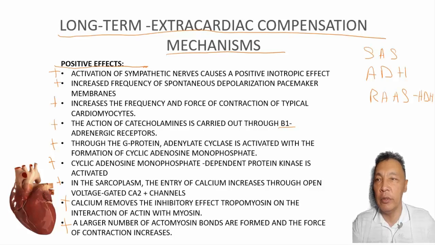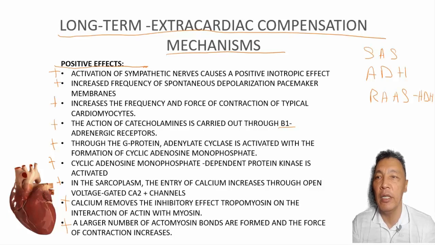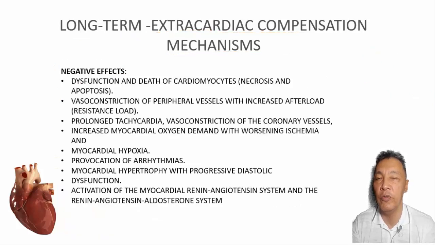A large number of actomyosin bonds are formed and the force of contractions increases. However, with the progression of the process, these mechanisms are depleted since they require an increased supply of oxygen and substrates to the weakened myocardium. The structures of weakened cardiomyocytes cannot provide an adequate response to pronounced stimulation and are depleted even more by cardiotoxic effects, so myocardial failure is formed.